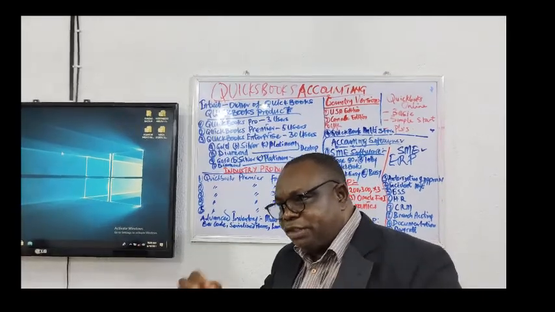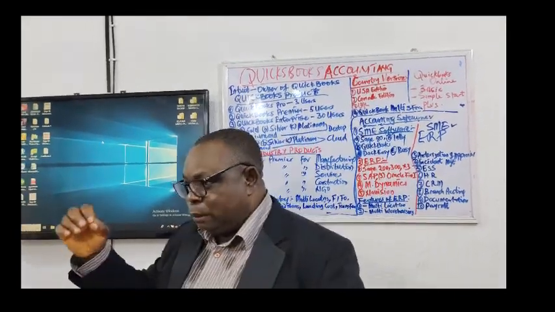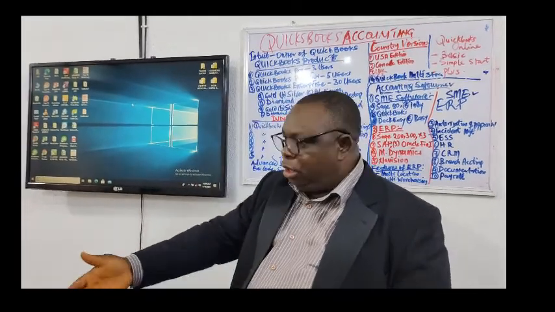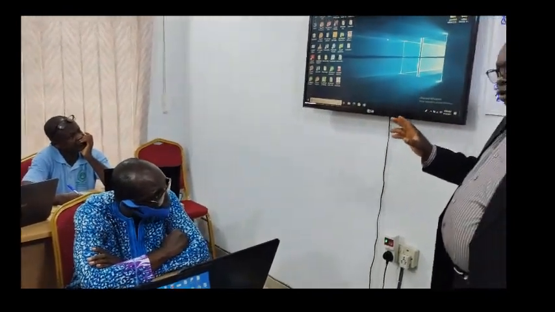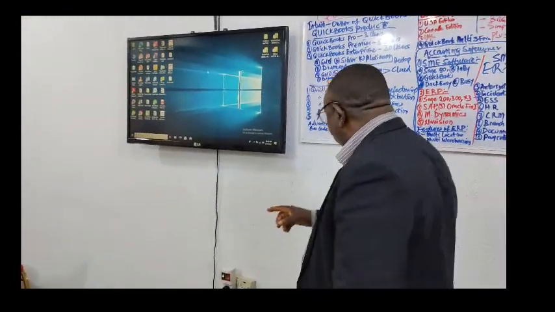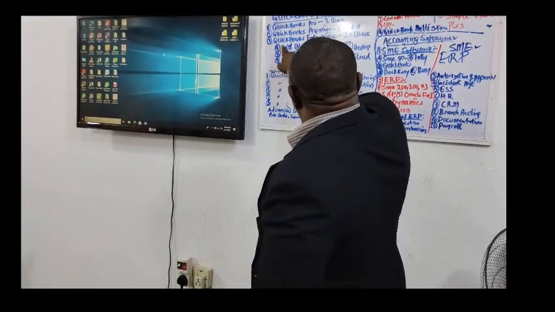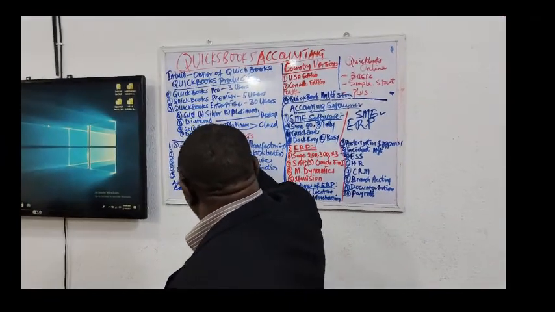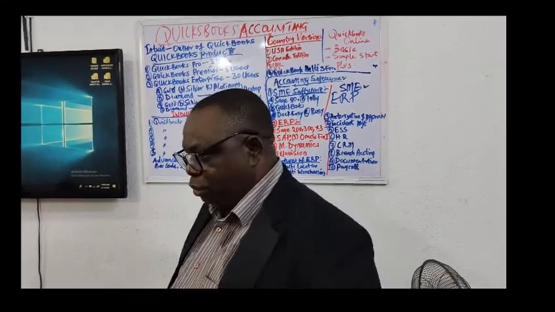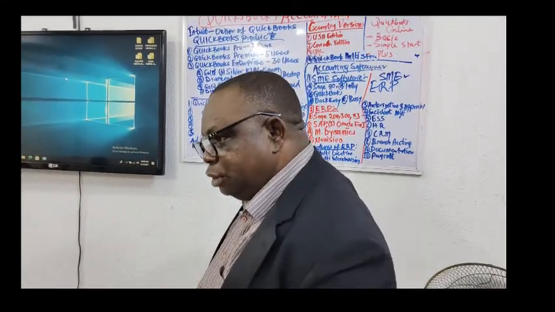Then also, serialized items. An example of a serialized item is your recharge card. If Mr. Shodipo is having MTN 1000, and I exchange my own with his own, he wouldn't know the difference. The only way he can know the difference is with the serial number. So that is why software is needed for that purpose, and that is why QuickBooks Enterprise Platinum and Diamond is produced for that kind of accounting. Am I communicating at all?